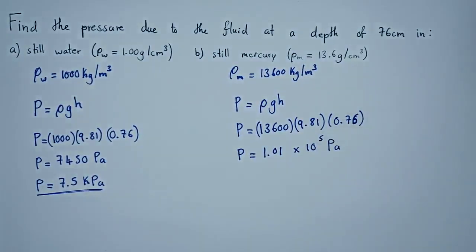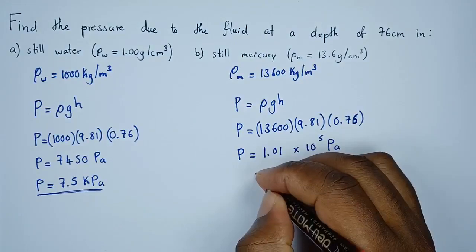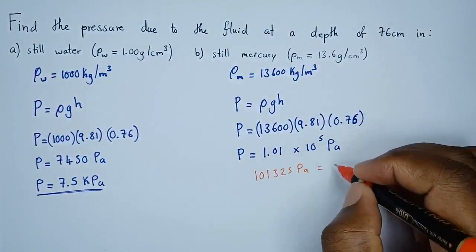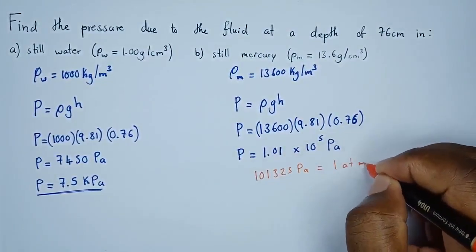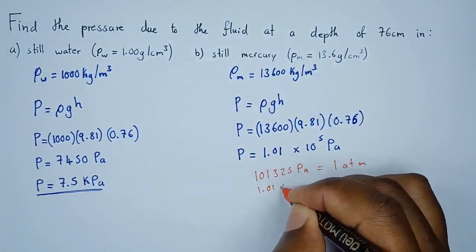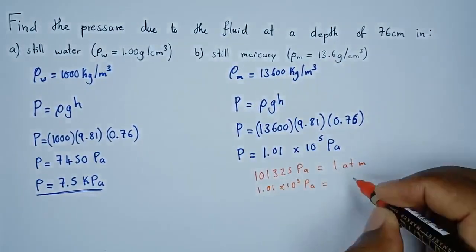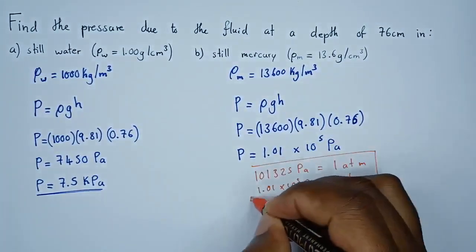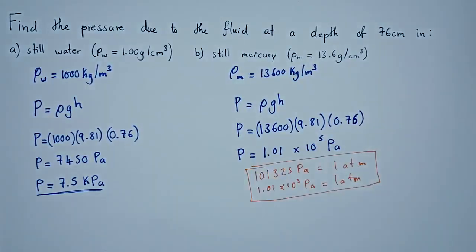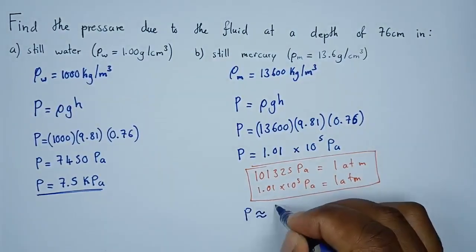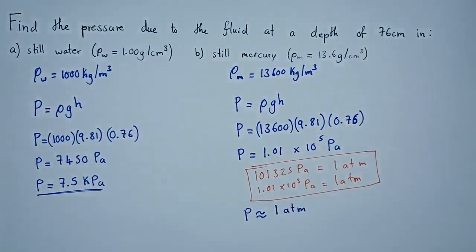Now, since we know that 101,325 pascals is equivalent to 1 atm, and the value that we have here is 1.01 times 10 to the power 5 pascals, which is the same as 1 atm, or 1 atmospheric pressure. So the value for pressure that we found, we can say is approximately 1 atm. So there we have it. That's how we answer this particular question.